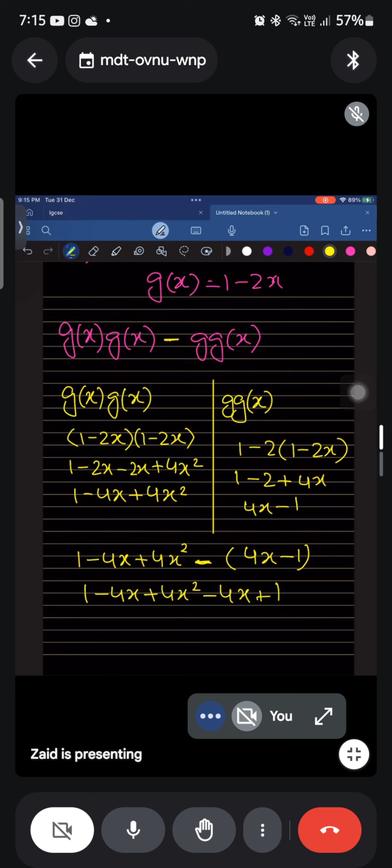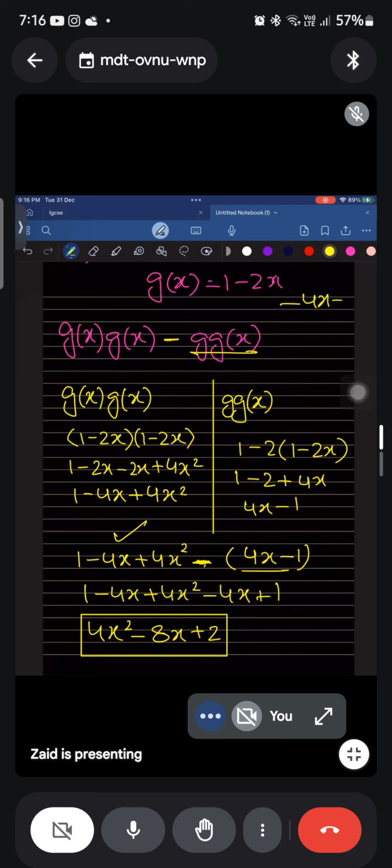Because there are two terms here, 4x minus 1, and the minus will be multiplied with both. This is the final answer we are getting. This is ggx, this is the minus sign, and then this is ggx, this one. So if I just write minus 4x minus 1, that means the minus sign is only with 4x. But in fact, it's with both of them. So I put a bracket and then expand. Please, Umar, don't make this mistake.